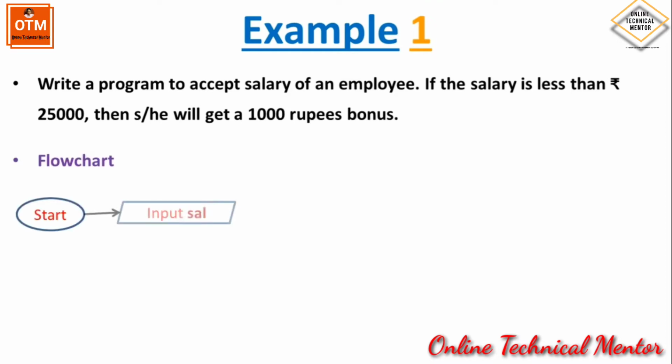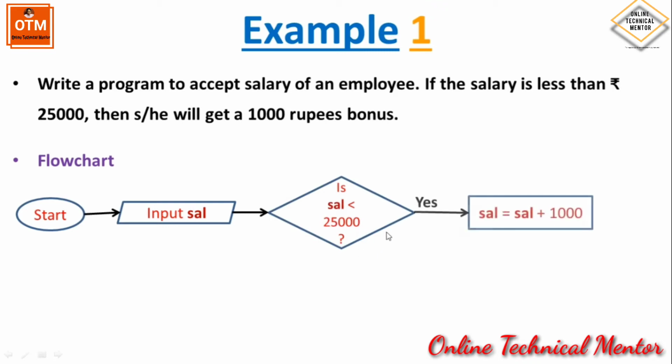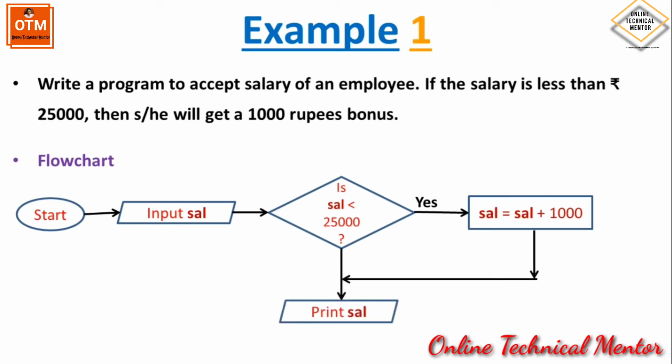Start the program. Salary is taken as input from user and it is stored within sal variable. Next, we will check whether this salary is less than 25,000 or not. If it is true, then rupees 1,000 will be added up with this variable sal, and again it will be stored within sal variable. That means the sal will be updated to a new salary. After that, it will print the new salary and then stop.